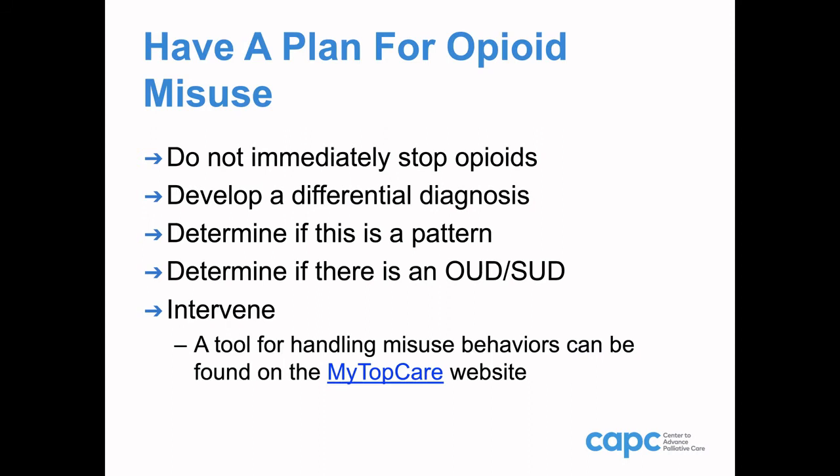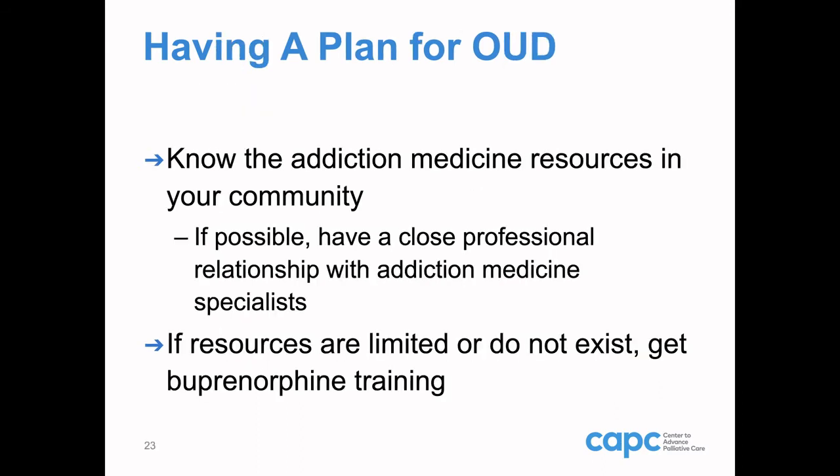So there's some great resources for handling misuse behaviors. My Top Care is a great website where it actually is a punch list of things you can do when you start finding the common things we see in practice: calls for early refills, taking meds in ways other than they were intended to, how to deal with inconsistent tox screens. All those things are kind of covered there. But I want to just take it one step further.